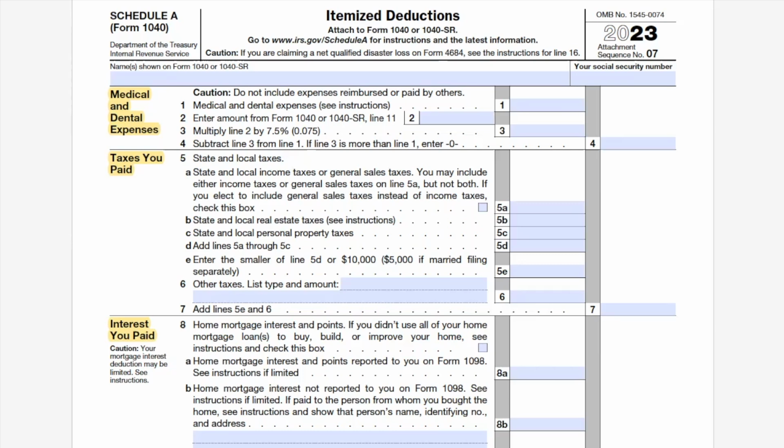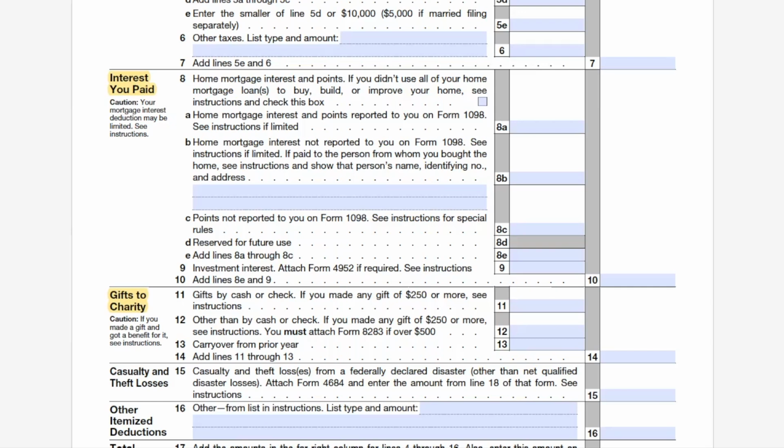Common itemized deductions include medical expenses above the 7.5% AGI floor, state and local taxes capped at $10,000 per household, including property taxes, deductible mortgage interest, and gifts to charity. If you give to qualified charitable organizations and aren't able to itemize your deductions, be sure to watch the Tax Optimized Charitable Giving lesson for alternate tax savings opportunities.